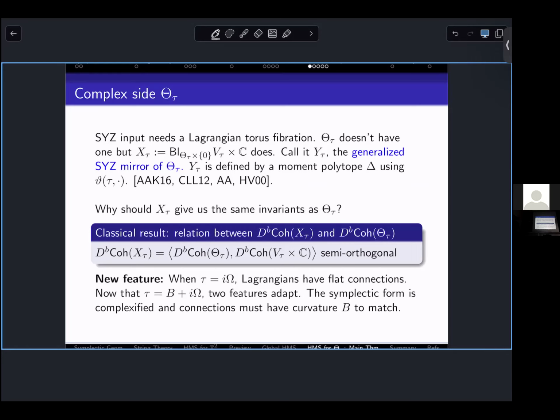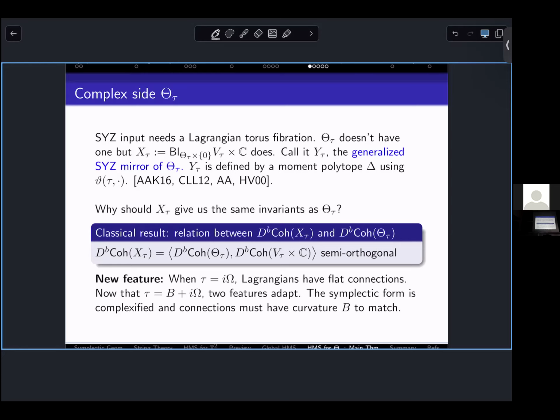The theta divisor doesn't have one. But if we cross the 2g torus with C and we blow up along the theta divisor, now the theta divisor is sitting as a critical locus inside the map, which is the projection to the C factor. So this thing does have a SYZ fibration. We call it Y tau. That's the generalized SYZ mirror of theta tau.